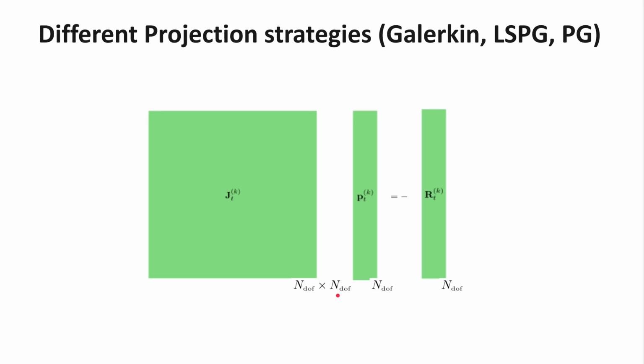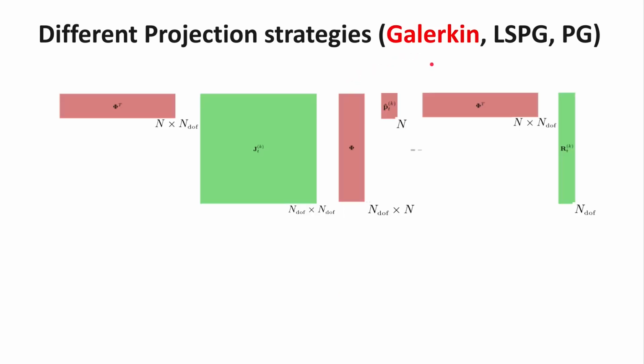What we do when we apply a Galerkin method is that we apply a projection, so we post multiply this left hand side matrix by phi. Of course, here instead of phi, if your decoder is nonlinear, you would put V, the one that we saw. And also we pre-multiply both left and right hand side by phi transpose.